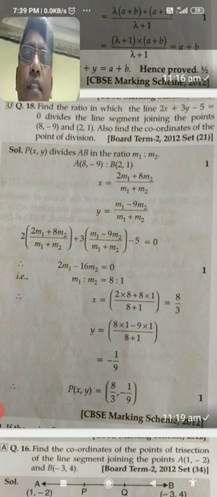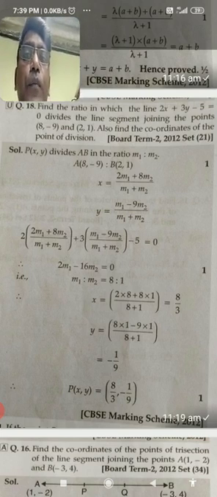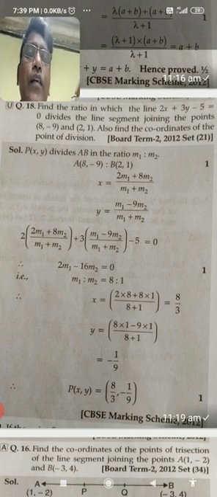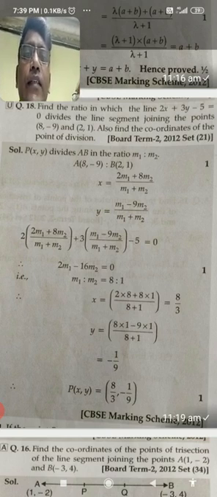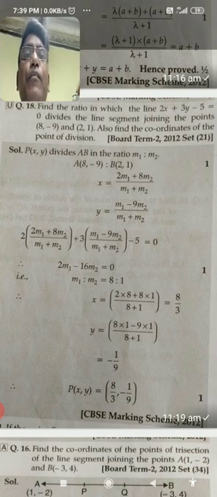And for the y coordinate of the section formula, you know that it is (m1 y2 plus m2 y1) upon (m1 plus m2). Here, substituting the y1 and y2 values, we get y equal to (m1 minus 9m2) upon (m1 plus m2). So you are ready with the x and y coordinates of the section formula. Then these two satisfy the given equation. I mean this point P(x, y) is on 2x plus 3y minus 5 equal to 0.